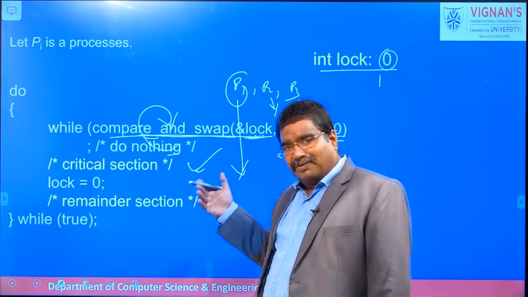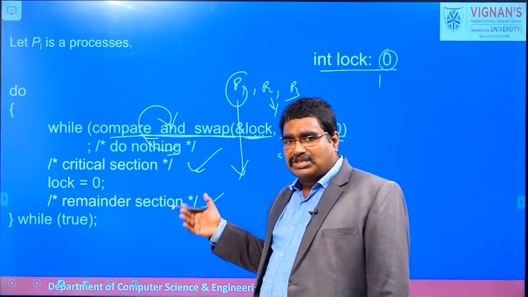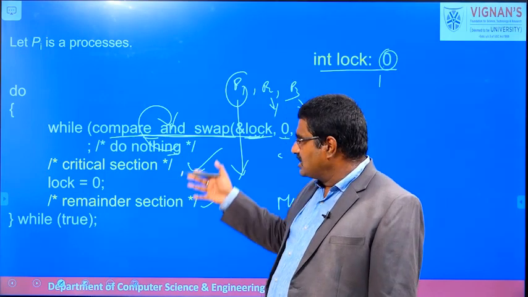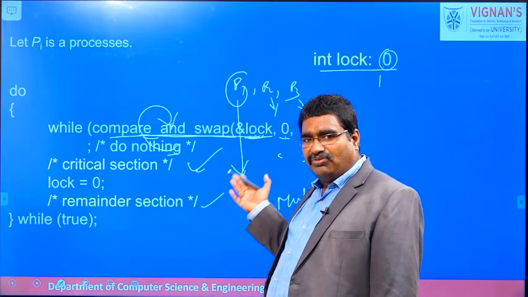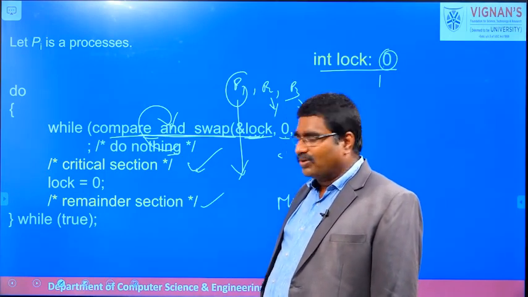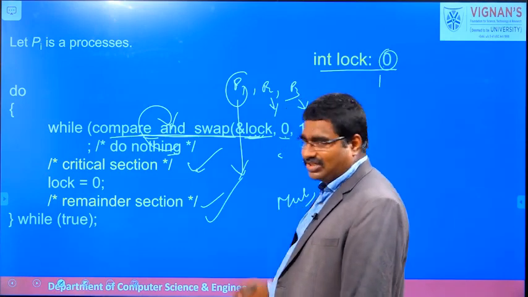For that reason, P1 and P2 can be the highest priority processes compared to P3, and if they continuously wish to enter, P3 needs to wait. So the bounded waiting condition is not satisfied by this algorithm.